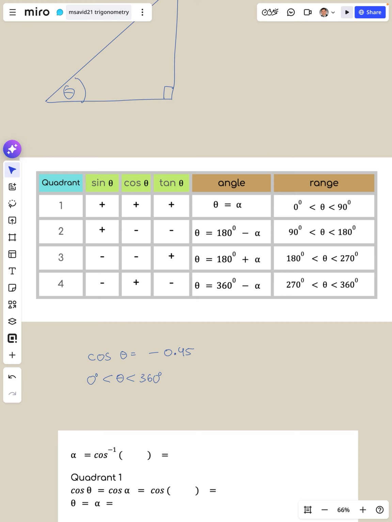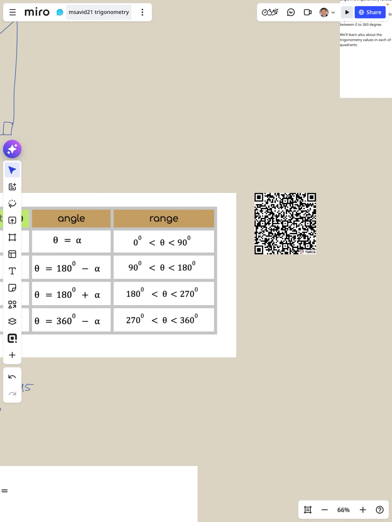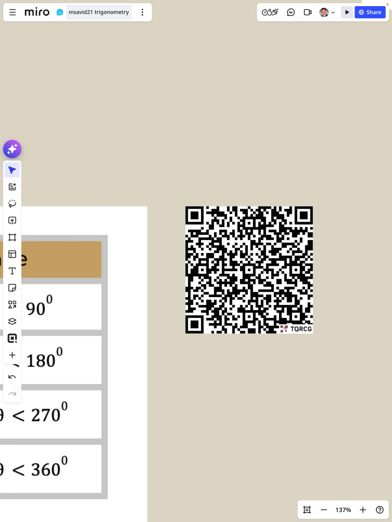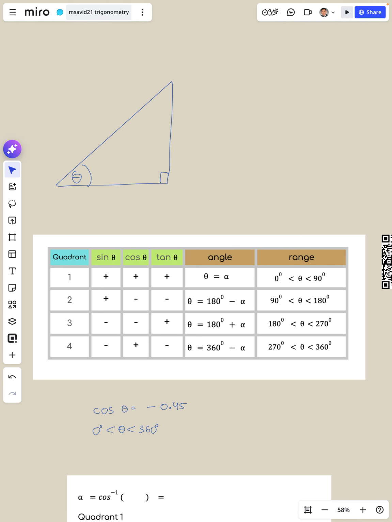First, I have this table. I made this table for my students. It helps them. And if you want to copy and download this table, you can do so here. Please use this QR code to open up and copy my table here.